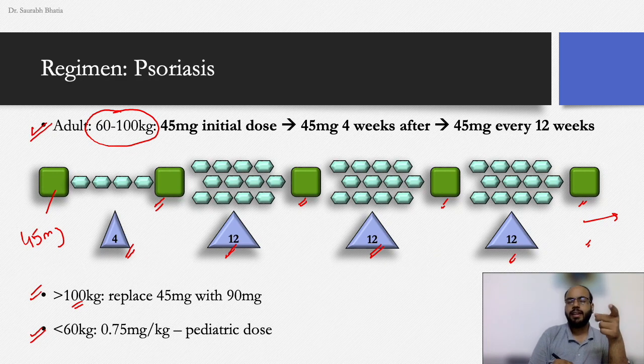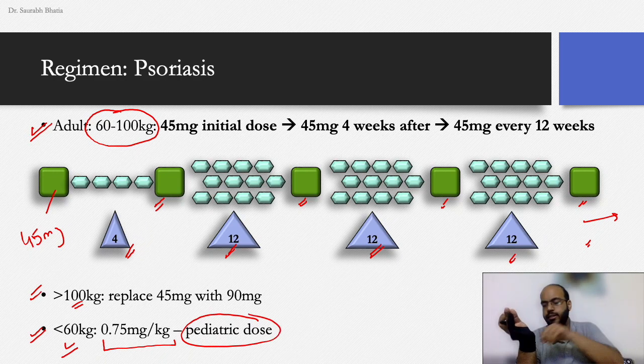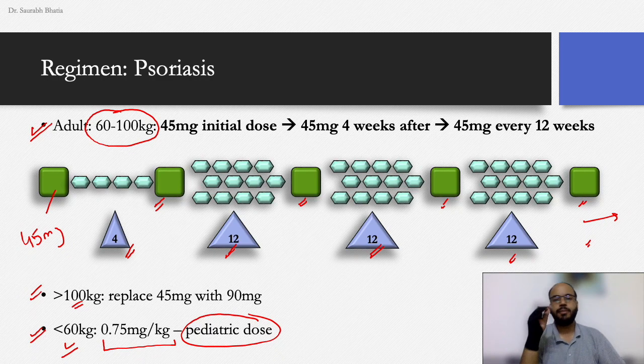Clear? Less than 100 kg, give 45 milligram, 4 weeks, 45 milligram, and then every 12 weeks, 45 milligram. If more than 100 kgs, give 90 milligram initially, wait for 4 weeks, then give 90 milligram, then every 12 weeks you give 90 milligram. Clear? If your patient weighs less than 60 kgs, the dose is 0.75 milligram per kg, and this is also the pediatric dose. Ustekinumab has not been approved for patients less than 6 years of age. But if you have a patient between 6 and 12 or 6 and 18, and you need to calculate a mg per kg dose, it is 0.75 mg per kg.